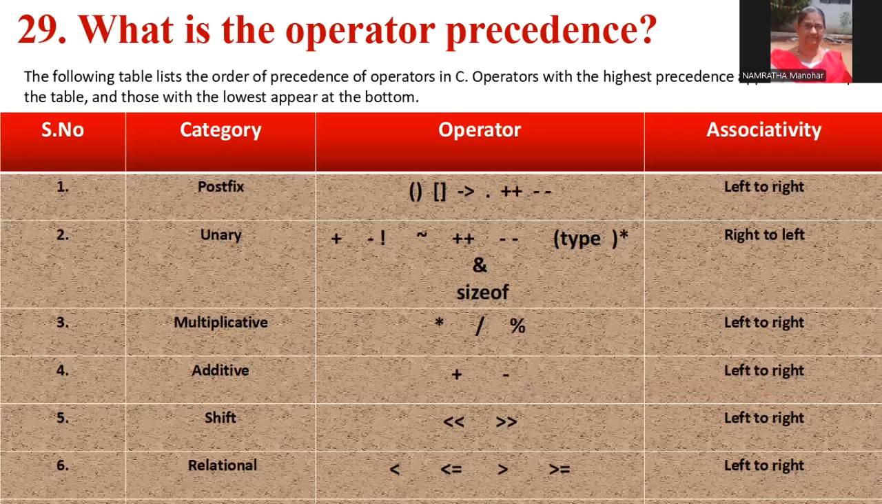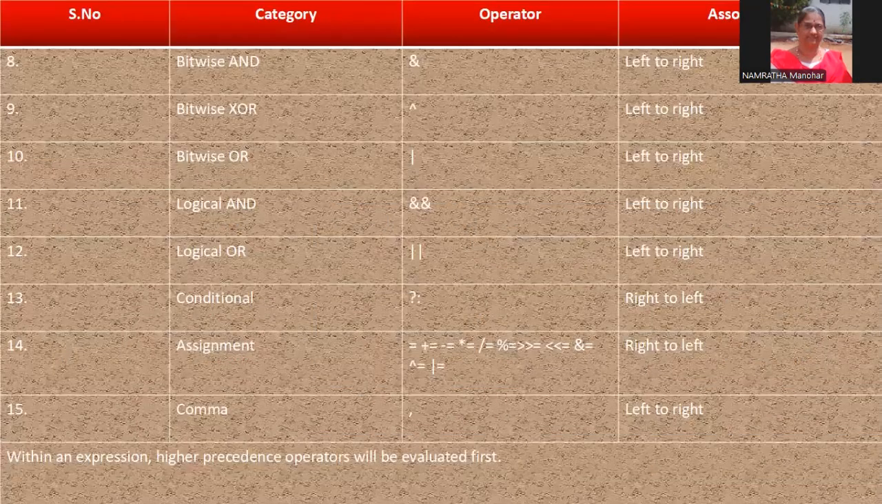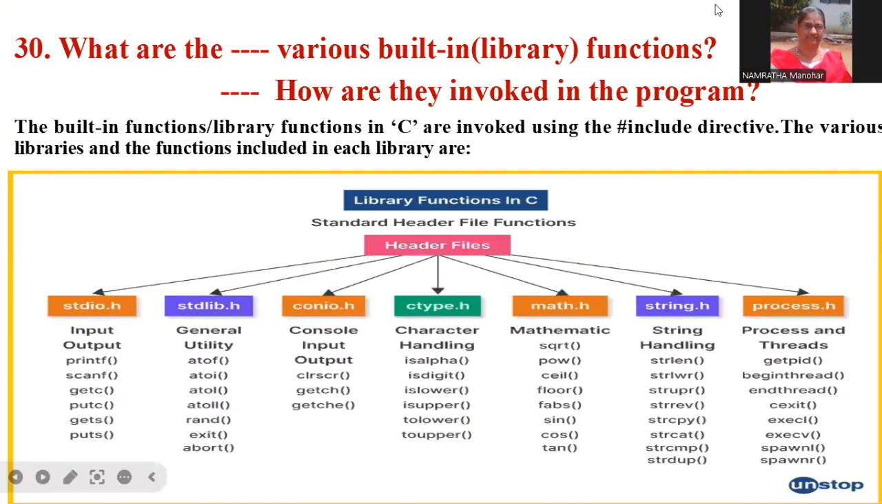We have some more categories of operators, which is a continuation here. That is bitwise and, bitwise XOR, bitwise or, logical and, logical or, conditional operator. This is equivalent to if-else statement, which we will be using frequently. Assignment operators, and you have comma, evaluated left to right. So within an expression, higher precedence operators will be evaluated first and lower precedence operators will be evaluated last.